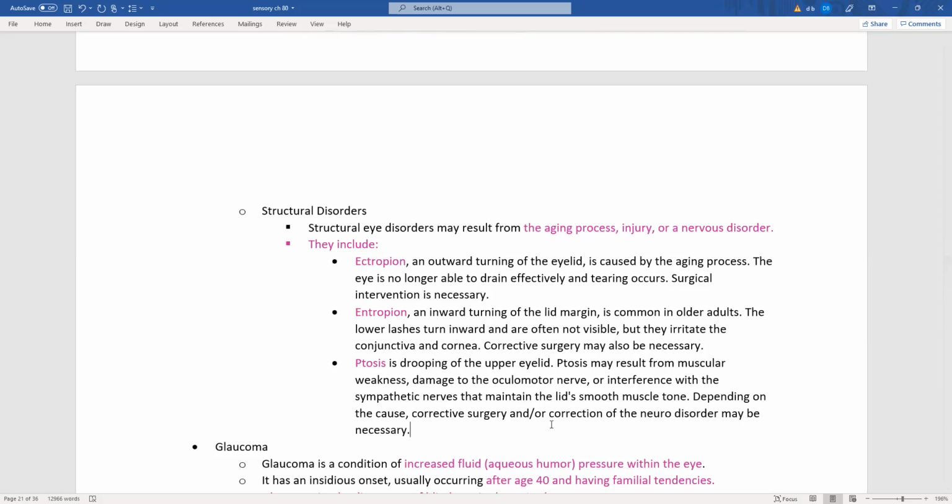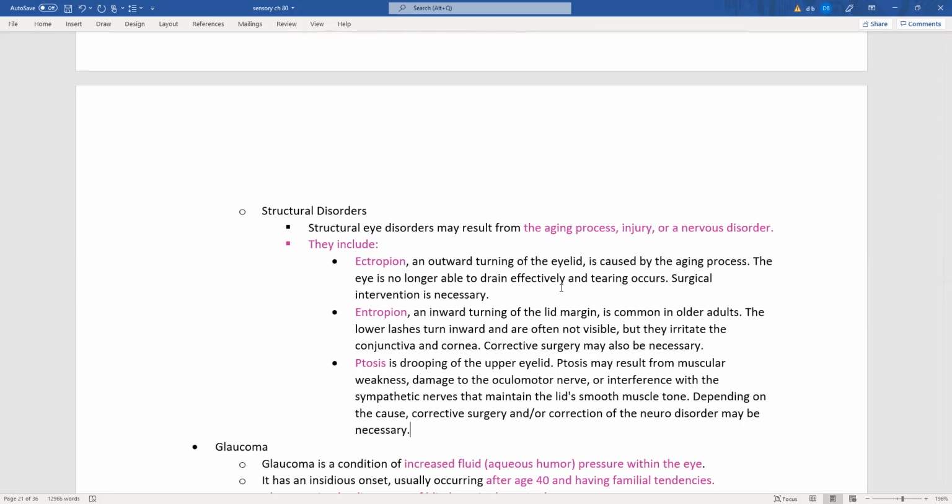But anyway, structural disorders. Structural eye disorders may result from the aging process, injury, or a nervous disorder. They include, and we're talking about structural disorders now, okay? They're going to result either from aging, injury, or something going on with the nervous system. So they're going to include ectropion. Ectropion is an outward turning of the eyelid. It's caused by the aging process.